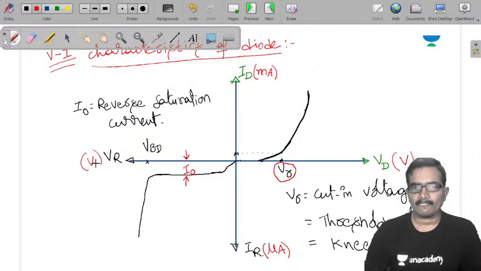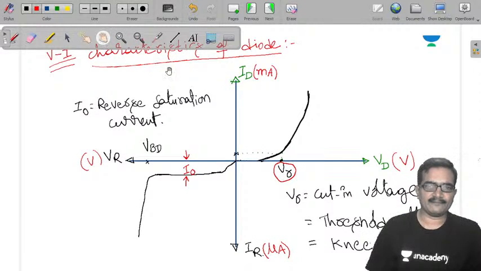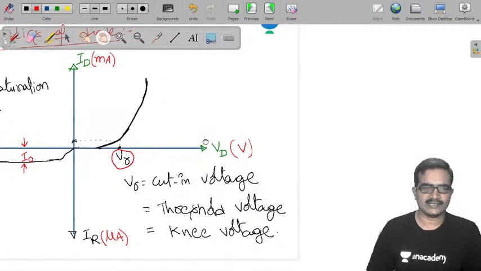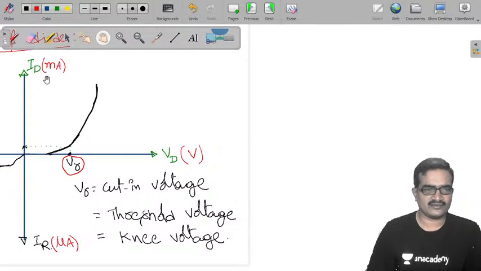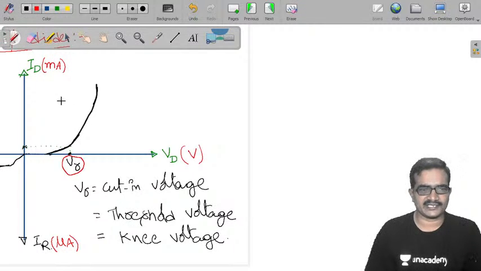Now I am concentrating on forward bias. This is our forward biasing condition.